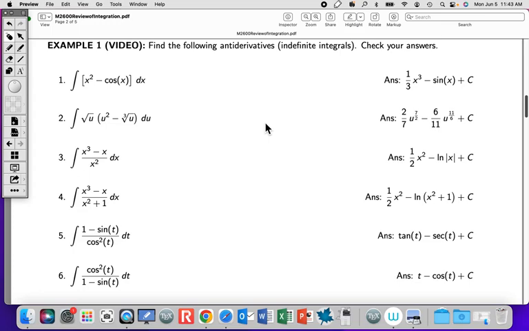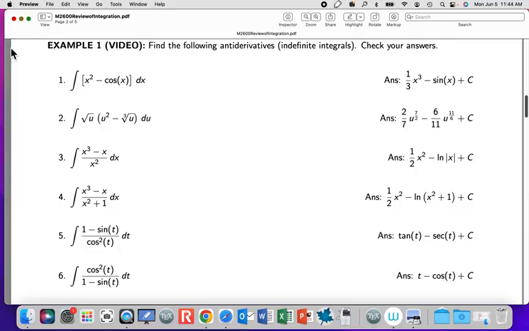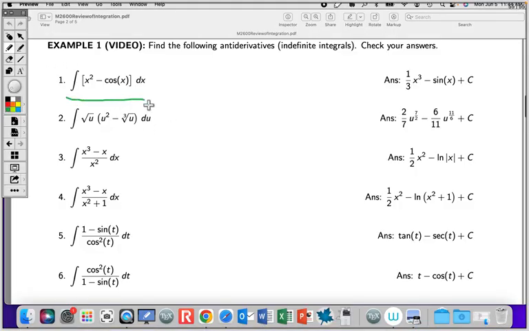Let's take a look at example 1. We're asked to find the following antiderivatives and to check our answers. So these are reviews of some basic techniques. Let's take a look at number 1 there. We're asked to integrate x squared minus cosine x dx.